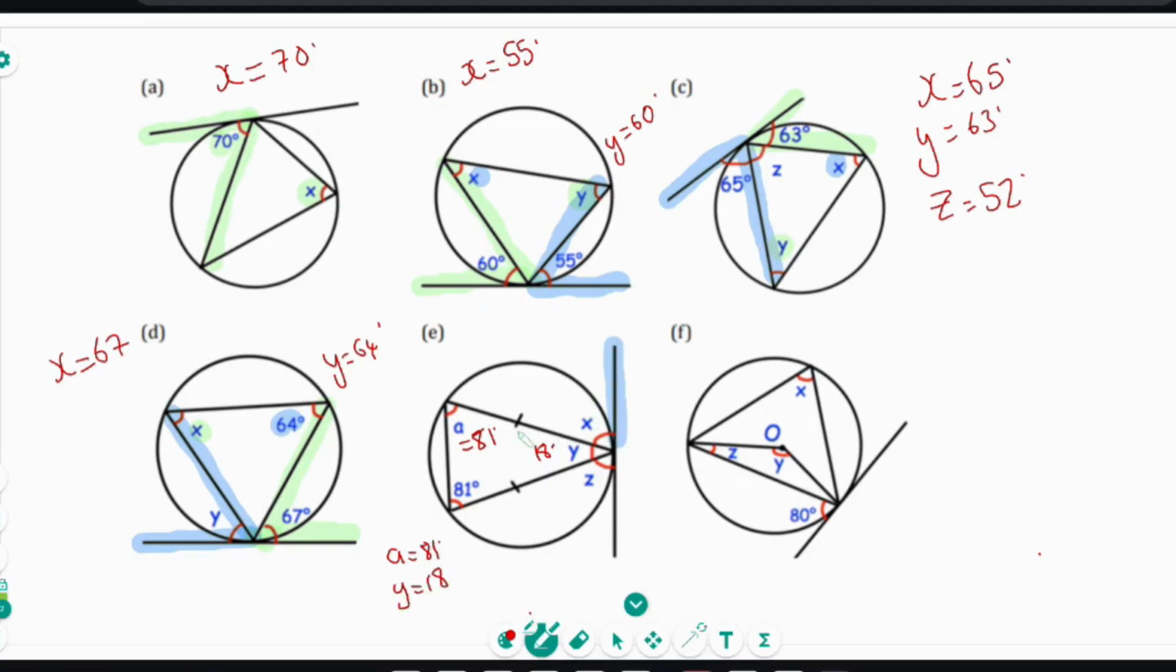Then we have the alternate segment theorem. X is 81. And the alternate segment theorem, Z is 81 also. Okay. I can see an arrow theorem here. Also, did you spot we have radius? So we've got an isosceles triangle. But I will start with my alternate segment theorem.